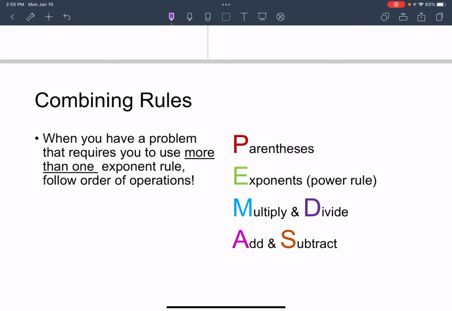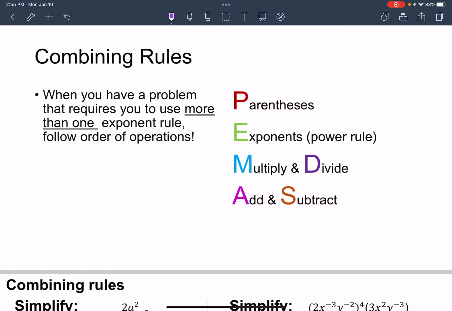Most of the problems you're going to actually see are ones where you have to combine rules. That means you'll have to use more than one exponent rule to simplify the problem. So we just go in order. We use order of operations like we would on any other math problem. You simplify first the parentheses, then work with the exponents, like if you have to use the power rule, then multiply or divide, and then add or subtract if you have any like terms. This is where we use the properties we learned in adding and subtracting if we have any like terms in the end of our problem.